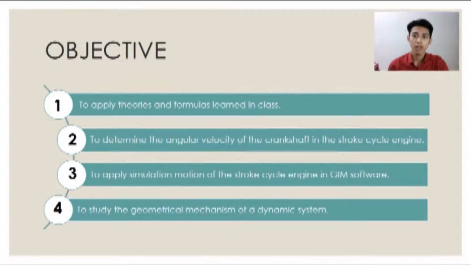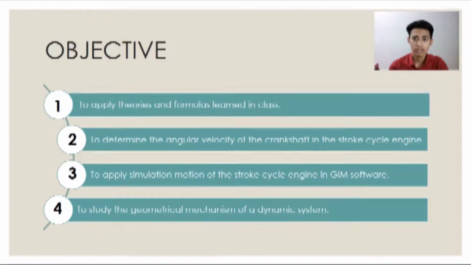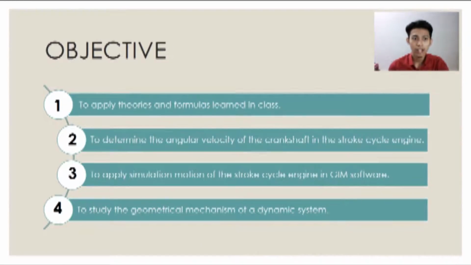This project has 4 objectives. The first is to apply the theory and formula learned in the class. The second is to determine the angular velocity of the crankshaft in the stroke cycle engine, which will be concluded in the calculation section. The third one is to apply simulation motion of the stroke cycle engine in GIM software, which will be discussed in the result and discussion. And the last one is to study the geometrical mechanism of the dynamic system.